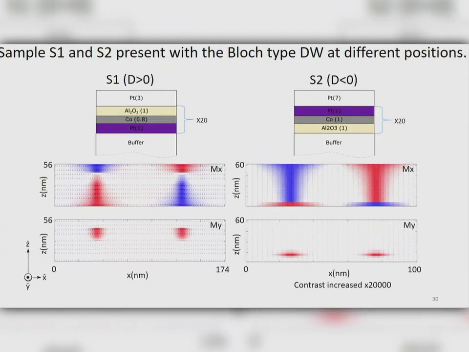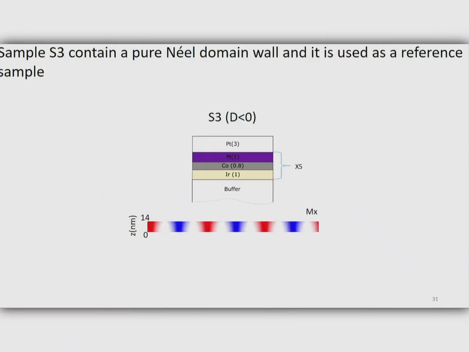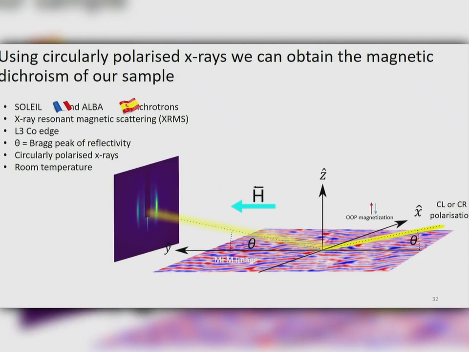So we did 3 samples. We fabricated the sample S1 with a D that is positive, with the Bloch point close to the surface, and then we fabricated another sample with a D negative that has the Bloch point close to the substrate. And we also have a reference that has no Bloch point. It's just a pure Néel domain wall.